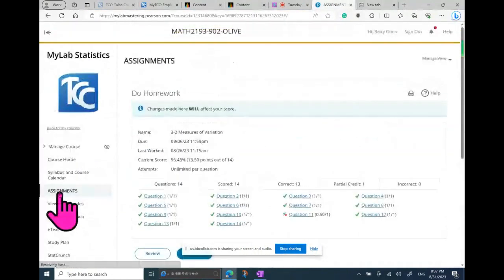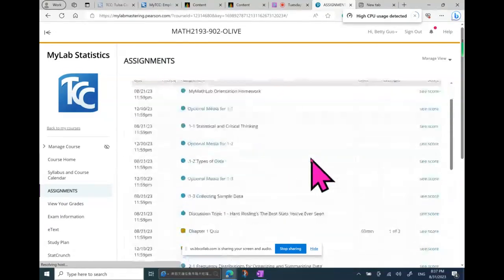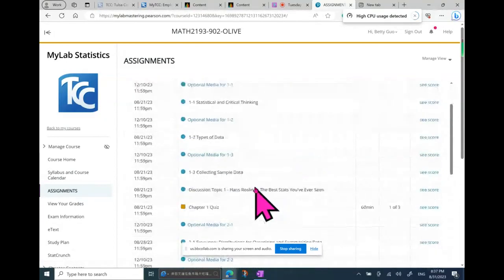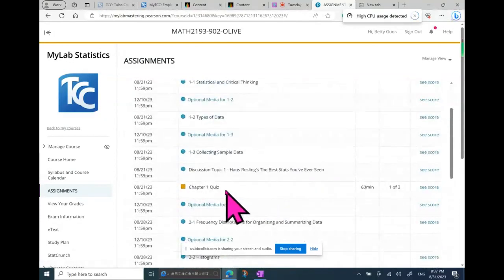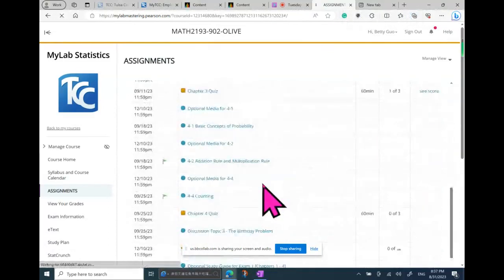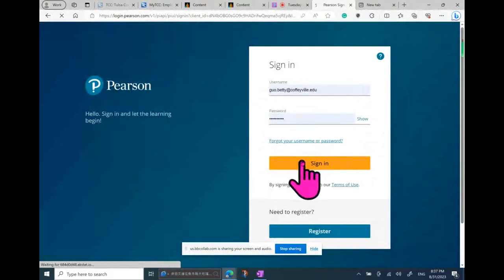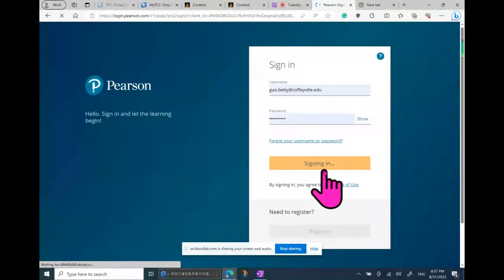Assignments. I'm not sure if you can see it on your end. You probably could. Exam 1. That's quiz. Quiz, 60 minutes. Exam 1. I don't know why it keeps kicking me out.